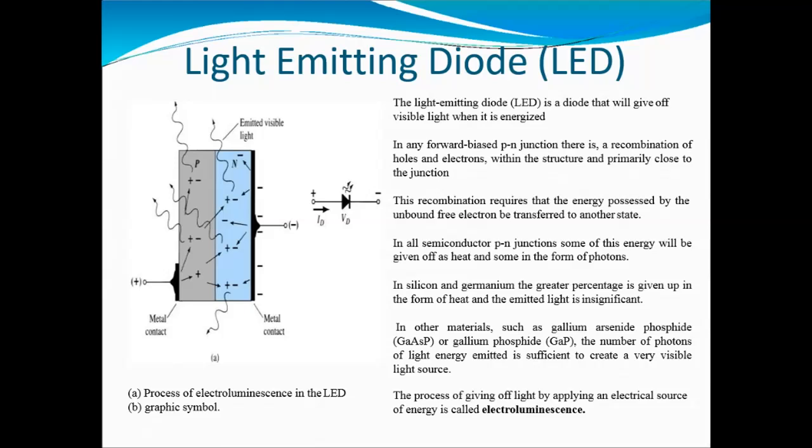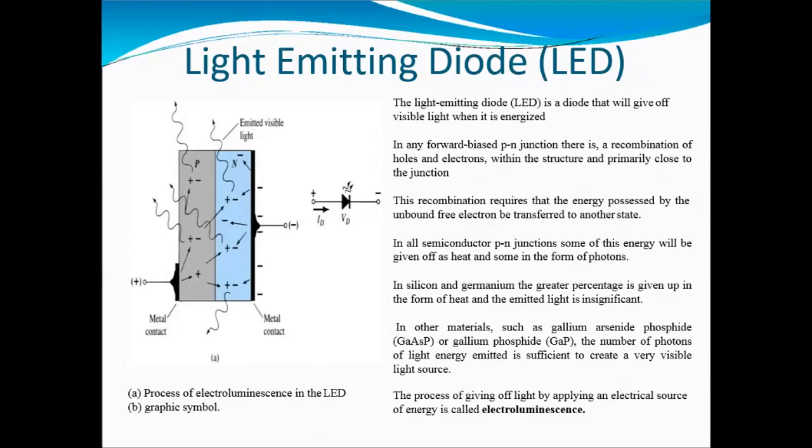In silicon and germanium, the greater percentage is given up in the form of heat, and the emitted light is insignificant. In other materials such as gallium arsenide phosphide (GaAsP) or gallium phosphide (GaP), the number of photons of light energy emitted is sufficient to create a very visible light source. So in a light emitting diode, we are using gallium arsenide phosphide or gallium phosphide. These are used in making the LED. LED full form: light emitting diode.